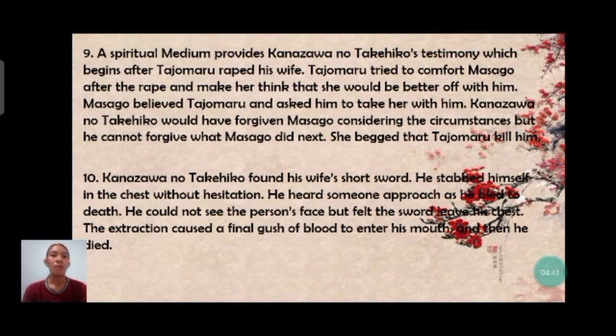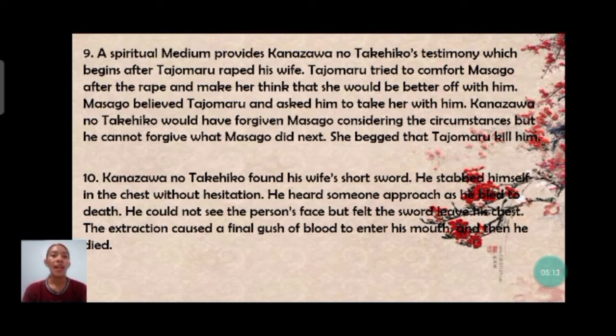A spiritual medium provides Kanazawa no Takeheko's testimony, which begins after Tajumaro raped his wife. Tajumaro tried to comfort Masago after the rape and make her think that she would be better off with him. Masago believed Tajumaro and asked him to take her with him. Kanazawa no Takeheko would have forgiven Masago considering the circumstances, but he cannot forgive what Masago did next. She begged that Tajumaro kill him.